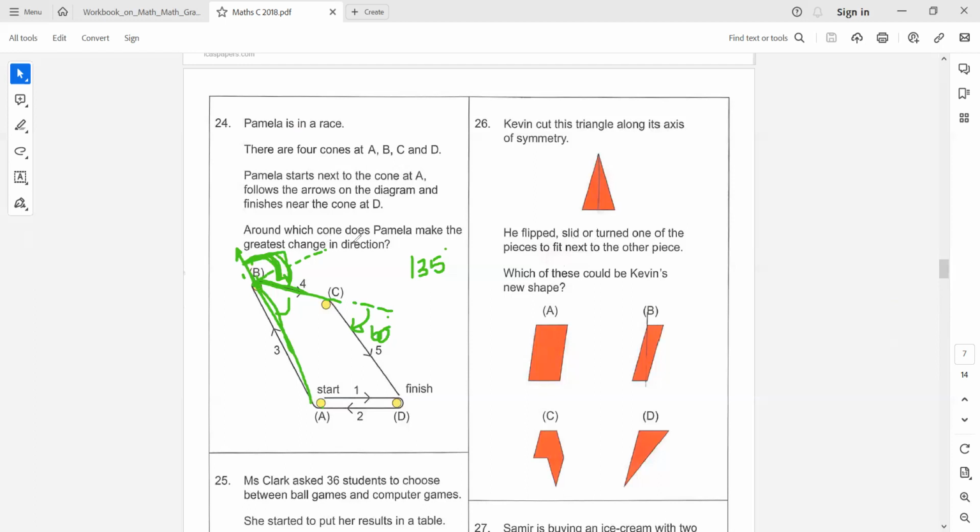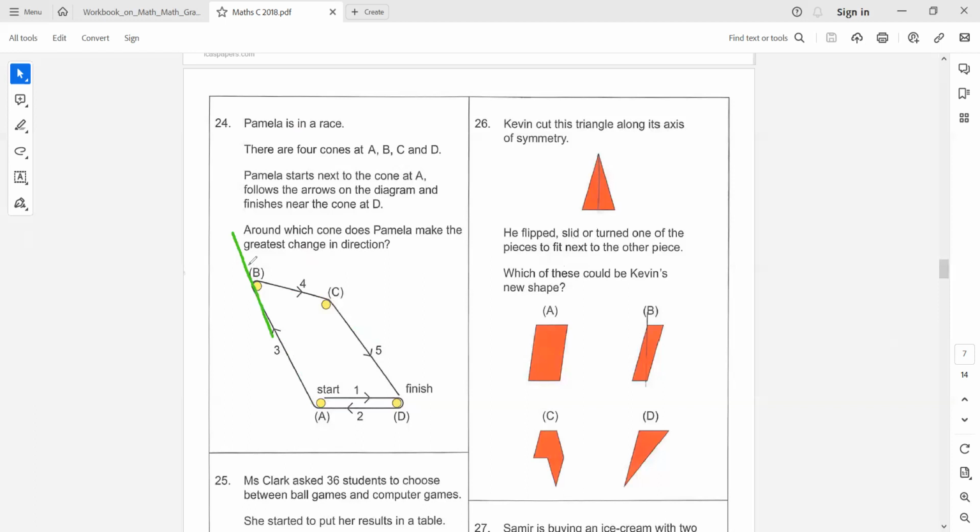Around which cone did Pamela make the greatest angle? Angle at B. Answer will be B. Is that clear to you? Can you draw this? I drew it like this. I did write B, but I got it wrong. You did B? Yeah, I did B, but I got it wrong. No, it should be B.